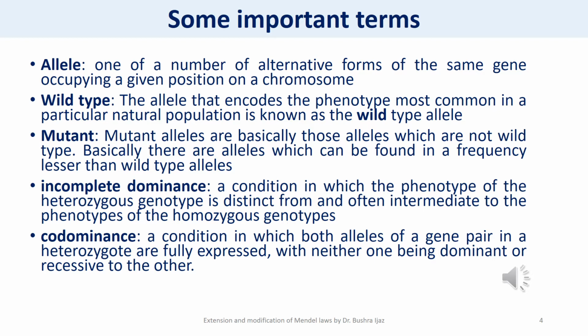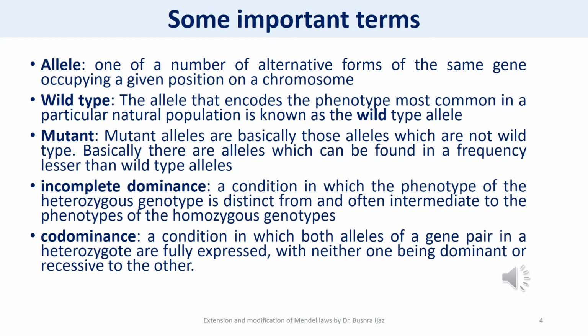Then we have 2 types of alleles, either it's a wild type or it's a mutant type. A wild type is the allele that is present in nature and encodes the phenotype which is most common, occurring naturally, and that's called the wild type allele. Then we have the other type of allele that's called mutant. Mutant is the type of allele which is not wild. These alleles can be found in a frequency lesser than the wild type allele, and they produce different phenotypic traits.